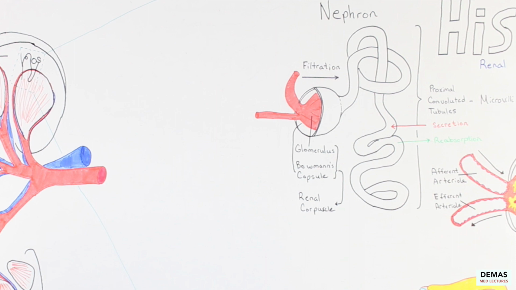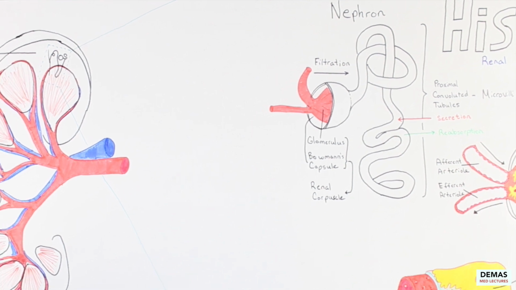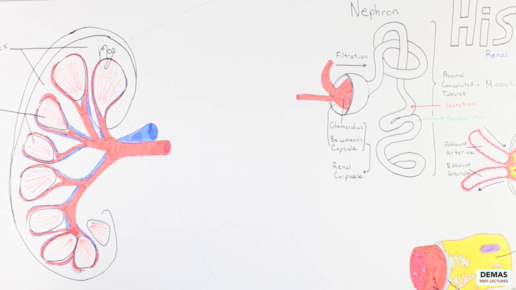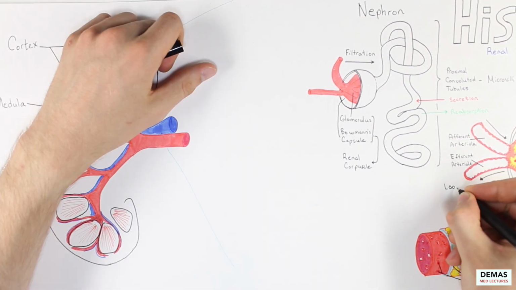The proximal convoluted tubules are lined with simple cuboidal cells with microvilli. These microvilli are not found anywhere else in the nephron. On H&E slides, the proximal convoluted tubules may look fuzzy with a brush border epithelium, which is an absolute giveaway that you're looking at the proximal convoluted tubules.